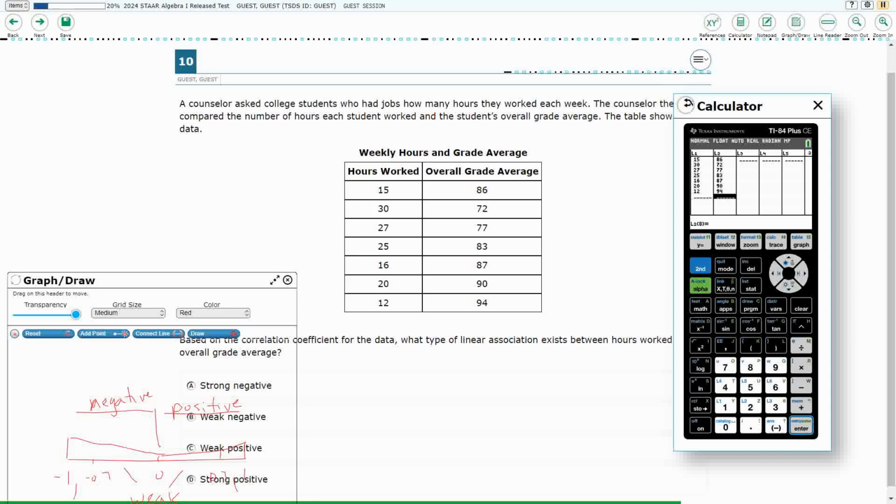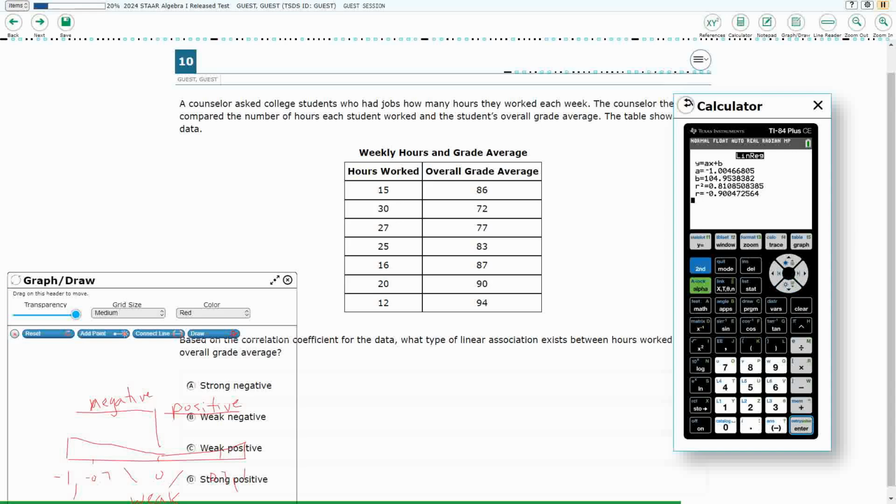All right, so now that we have that, we're going to go back into our stat. We're going to hit over to calculate, and then go down to linear regression, ax plus b. We've already got our L1 and our L2 and our x and y, and we're just going to hit calculate. And there we go. We're looking at our R value.